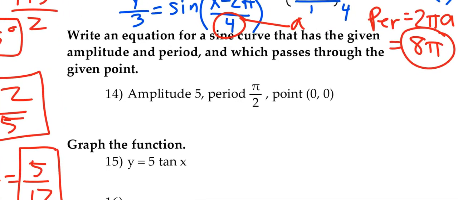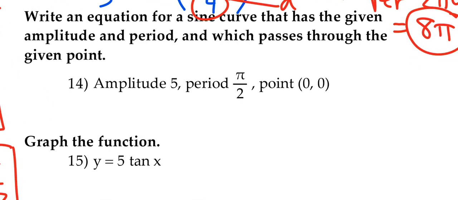A meme about 5 pi over 4? Okay, great. I like the creativity.